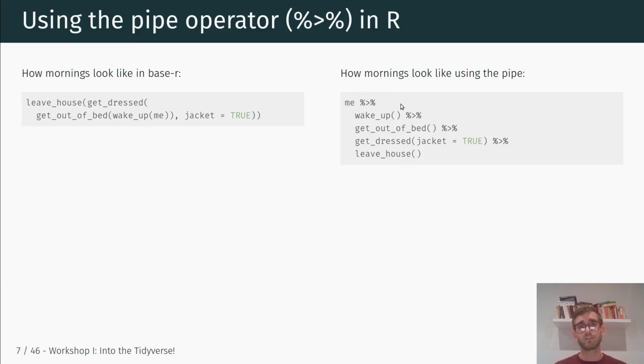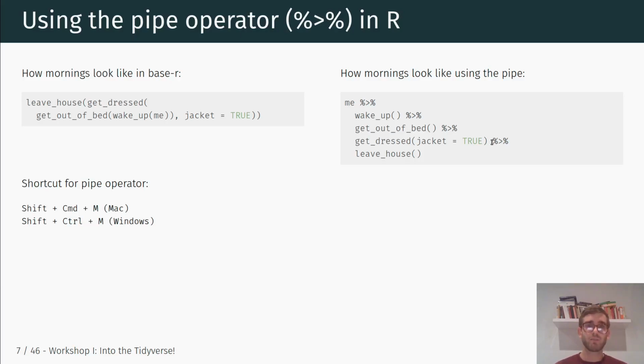So me is piped into wake up as the first argument, and then wake up, this function has an output as well. And that output is then piped into the next function, get out of bed. And that output of that function is then piped into the next function. Okay. So of course this is kind of just a silly toy example to give you an idea of what is meant with the pipe, or what the pipe does. And in the next video, or the one after that, we will start actually using it with actual R code.